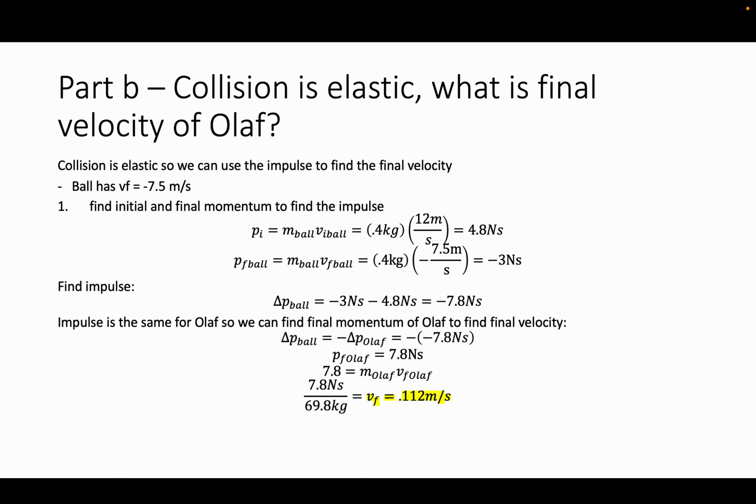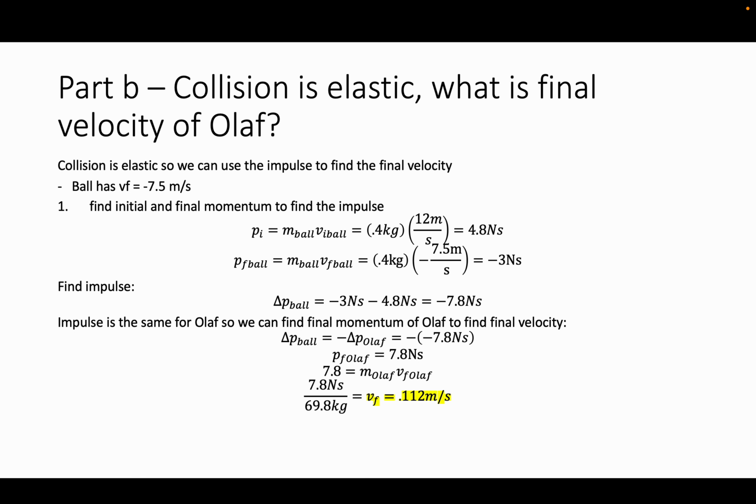So now for part B, which is a little different, the collision is elastic. What's the final velocity of Olaf after the ball bounces off at negative 7.5 meters per second? We find the initial momentum, which we did before, still the same, 4.8 newton seconds. The masses and the velocities initially are still the same, so the momentum is the same. He still starts at rest, which makes this relatively easy for us.